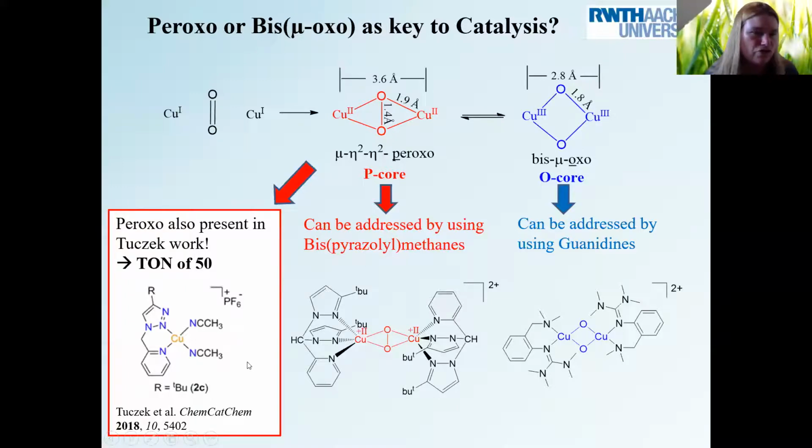Important to note, in Tuczek's work, normally there are peroxo species responsible for the hydroxylation. And I think one of the reasons, with most recent work, he had a turnover number of 50 within 1 hour, I think. So they are really fast and really efficient models. Going a little bit further now to the bispyrazolyl methanes, because in that chemistry we learned a lot.